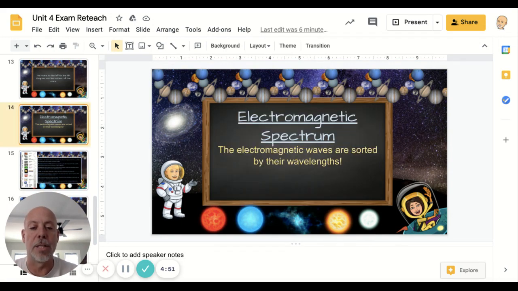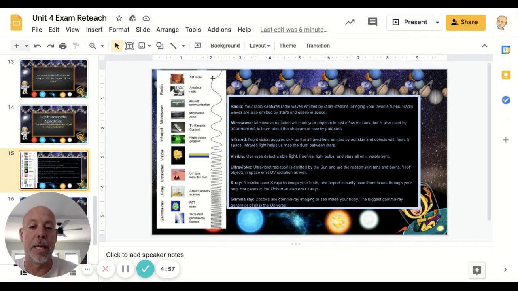Now we're going to switch gears and talk about the electromagnetic spectrum. The electromagnetic waves are sorted by their wavelengths. Starting at the top with AM radio, FM radio, ham radio, walkie-talkies, those sorts of short-range radios, maybe you use them when you're walking, hiking, or hunting. You have the little two-way radios. They have the largest wavelengths, see how big these are? But because they're so large, they have very short frequency.